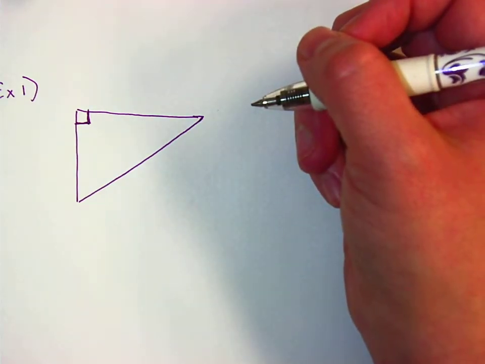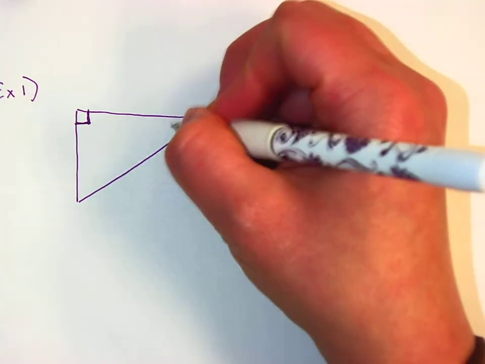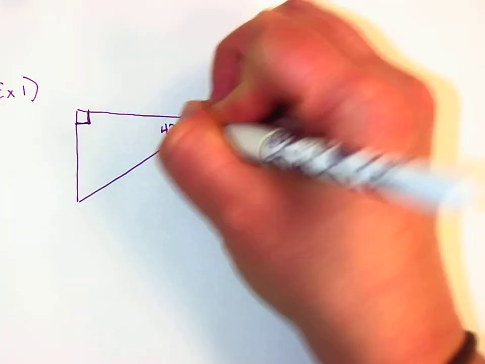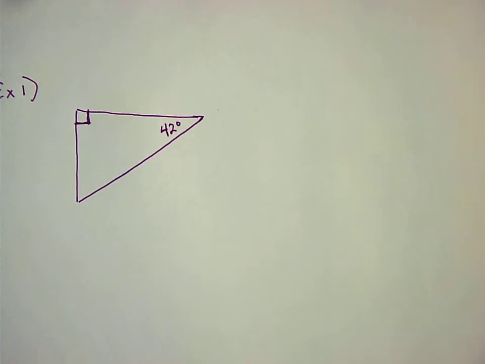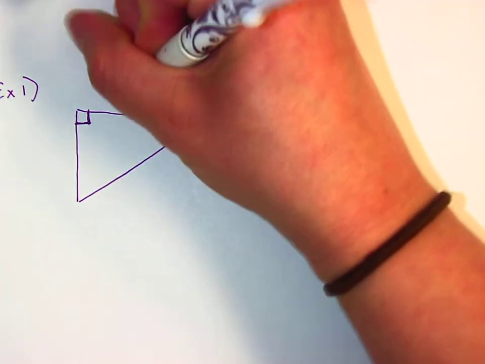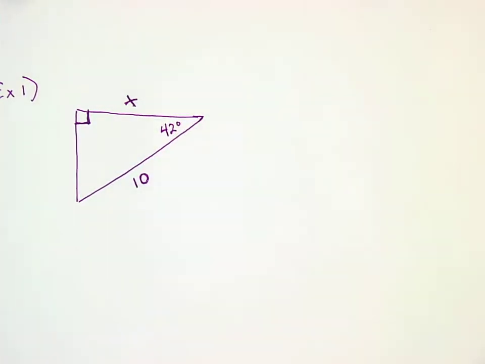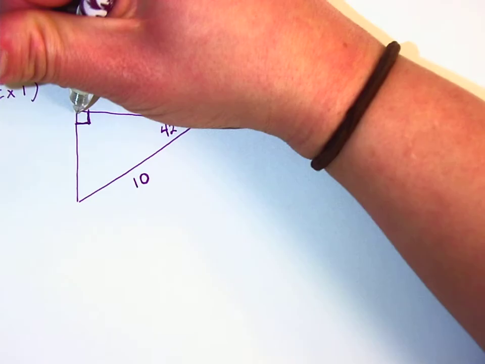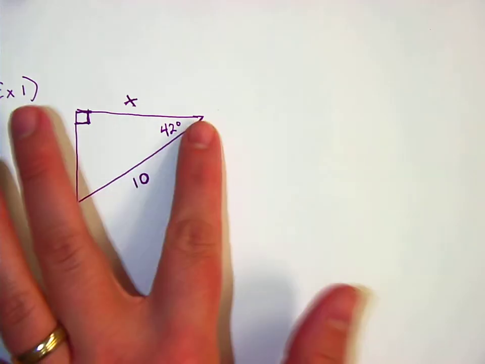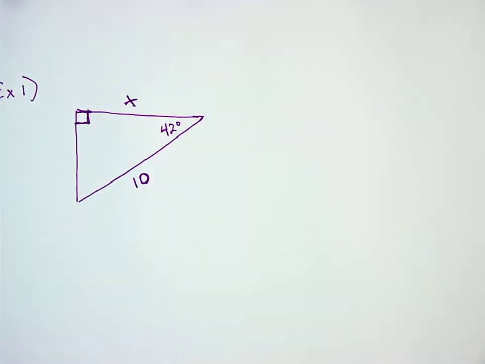Let's say that this is a, I don't know, let's make this a 42-degree angle right here. Okay, and then I'm going to put an X right here, and then we'll make this 10 over here. So to start with, just find X. Use your basic SOHCAHTOA to find X. An angle here, an angle right next to it, or a side right next to it, and a side over here. So go ahead and try that out.